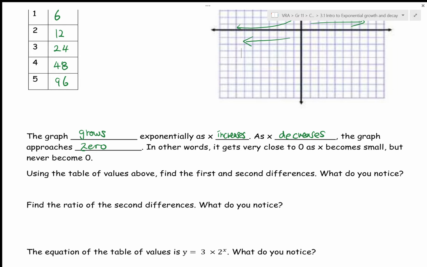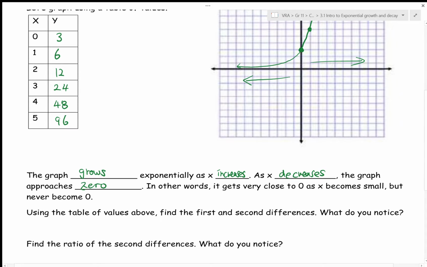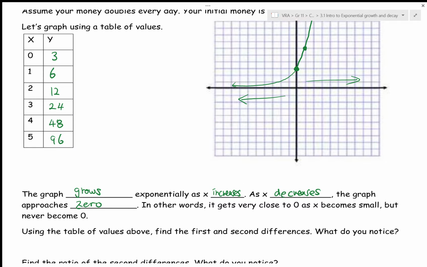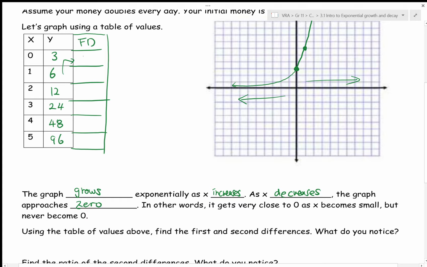Now, using the table of values above, find the first and the second differences to see whether it has the same pattern as our linear or quadratic functions. Okay, so let's find the first differences. I'll just put another column right beside the y, and this is our first differences. So going this way, 3, 6, 12, 24, and then 48. And since our first differences are not the same, we have to go with the second differences.